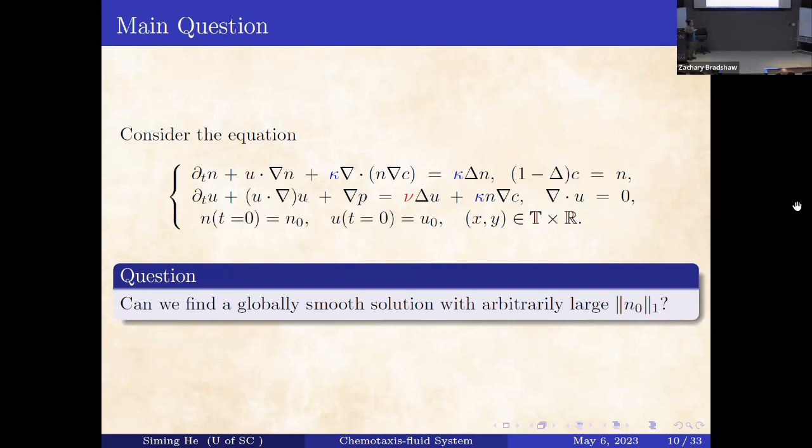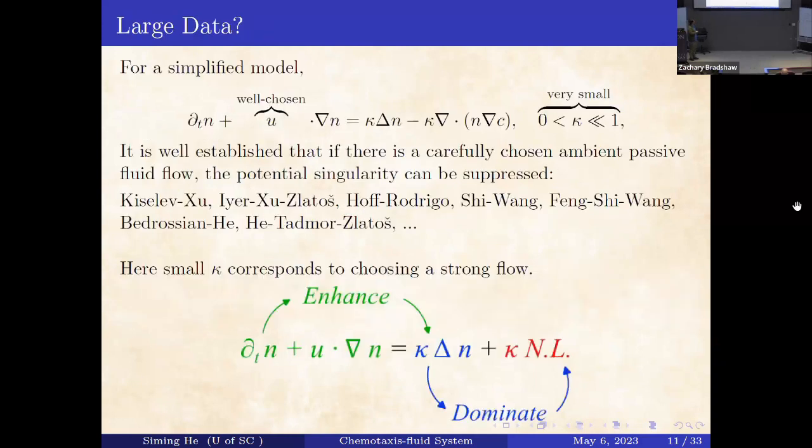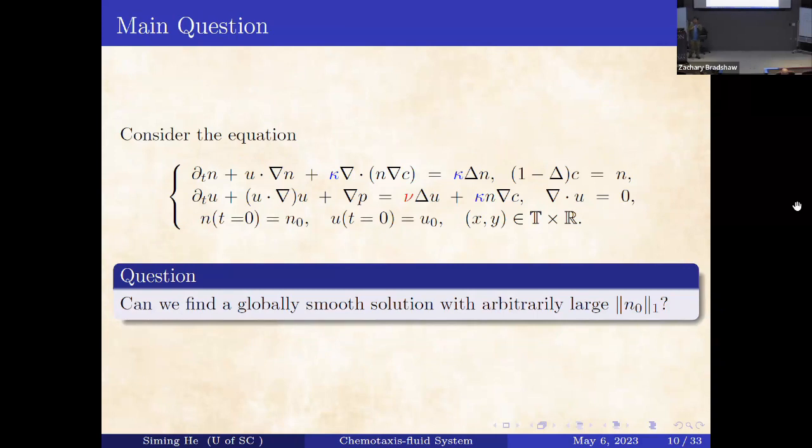And now nu here will be the viscosity, and that will also be chosen to be small. Basically, it's like the Euler flow here. And now we want to find globally smooth solutions with arbitrary large mass. In 2 dimensions, you can do this. But we also have some basic motivation of why we expect such a result to be true.